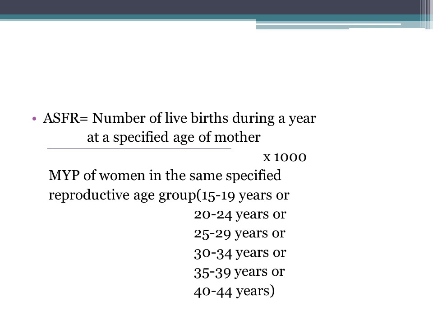Now here we see that it is calculated by dividing the number of live births during a year in a specified age group of the mother, and this is divided by the median population of the females in the same specified reproductive age group. Example, if we have to calculate the age specific fertility rate for females who are in the age group of 20 to 24 years, in the numerator we will have the number of live births during a year among the females who are between 20 to 24 years of age. And then in the denominator, we will take the mid-year population of the females who are in the same age group, that is 20 to 24 years.